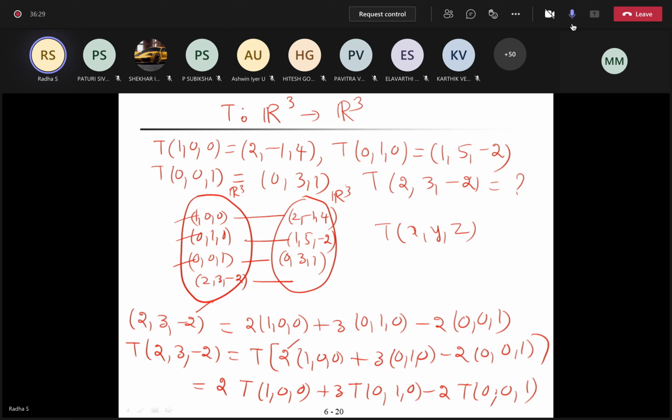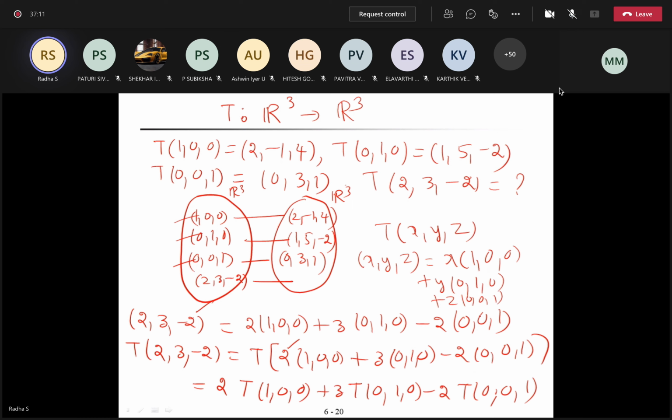Ma'am, we can find the values of x, y, and z based on the values of the basis vectors. Yes, correct. What is it, ma'am? The first one will be 2x plus y. The second one, I'm not sure. No problem. Just how do you start? Then tell me, we'll proceed. Ma'am, instead of taking 1, 0, 0, we take x, 0, 0, 0, y, 0, 0, 0, z. Very simple. X into 1, 0, 0 plus y into 0, 1, 0 plus z into 0, 0, 1.